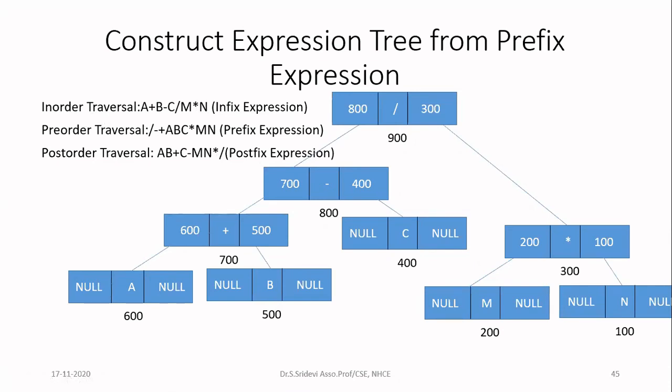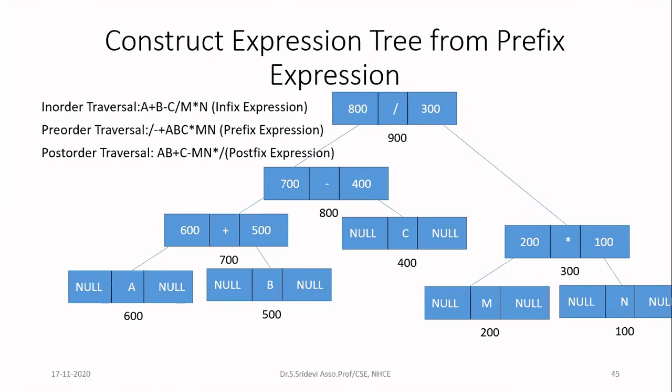So I'm going to construct the in-order traversal from this particular tree. I have constructed this expression tree in the previous slide with the help of the prefix expression. Now I'm going to perform in-order traversal on this. When we want to perform in-order traversal, we will start at the root node. Here the root node is divide. In in-order traversal, first we have to process the left subtree, then the root node, and then the right subtree.